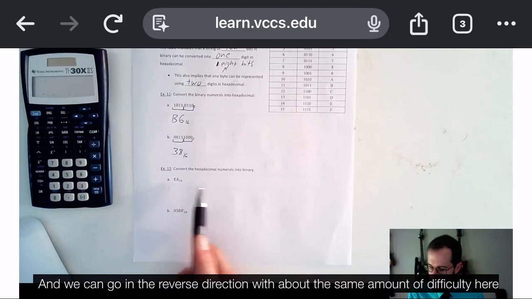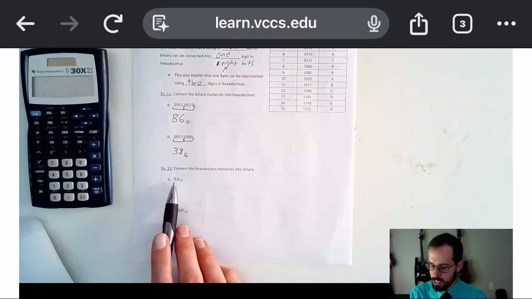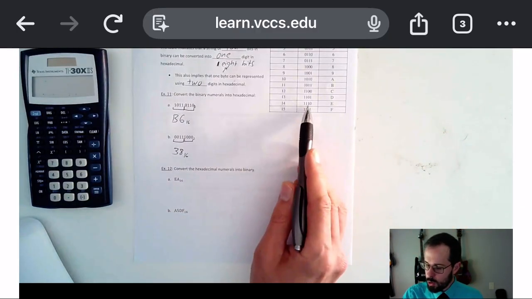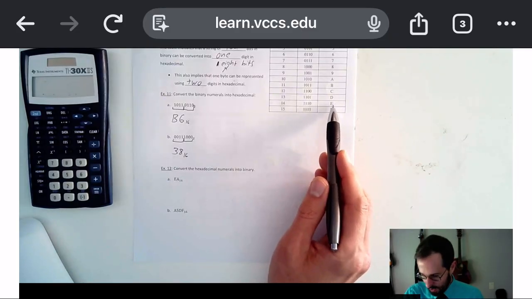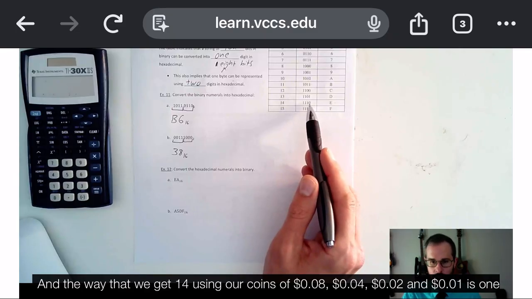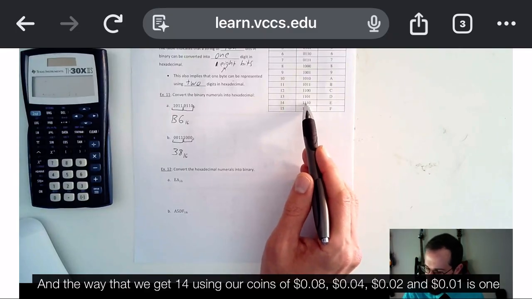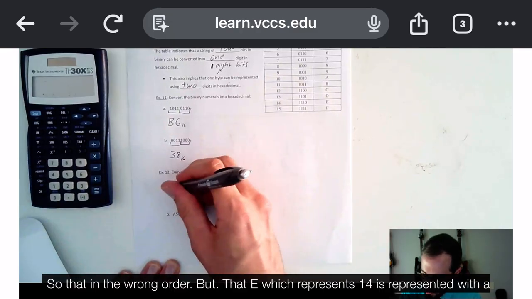And we could go in the reverse direction with about the same amount of difficulty here. If we want to convert this thing into binary, well, this one's a little trickier because now it's helpful to be able to think about how to convert from hexadecimal into binary. That first hexadecimal digit of E is 14, I said that incorrectly, my apologies. E is 14 in decimal, and the way that we get 14 using our coins of 8 cents, 4 cents, 2 cents, and 1 cent is 1 8-cent coin, 1 4-cent coin, 1 2-cent coin. I said that in the wrong order, but that E, which represents 14, is represented with the binary digits 1110.